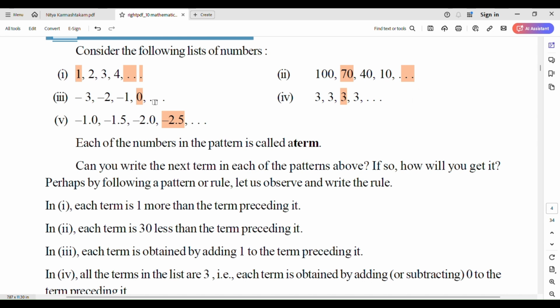And here it is addition of 1 basically. Minus 3 plus 1, minus 2 plus 1, minus 1 plus 1, and then you will get 1 here, 2 next, and so on. In this series there is no change in number, so obviously the next terms will also be 3, 3, 3, 3. And here it is the addition of minus 0.5. So the next terms will be minus 3.0, then minus 3.5, and so on.